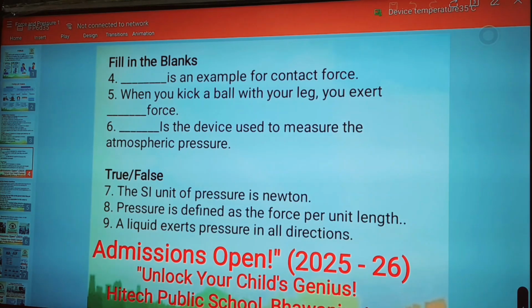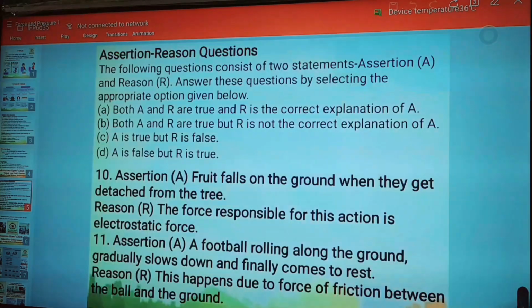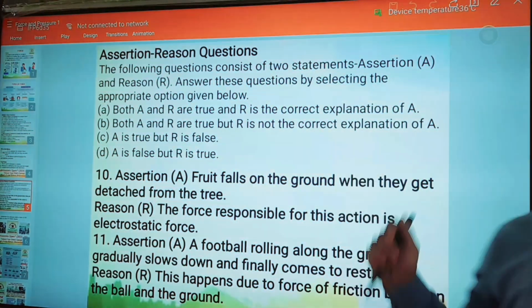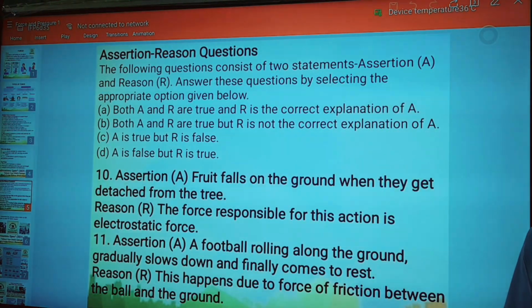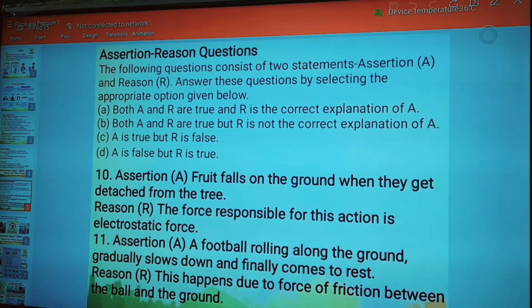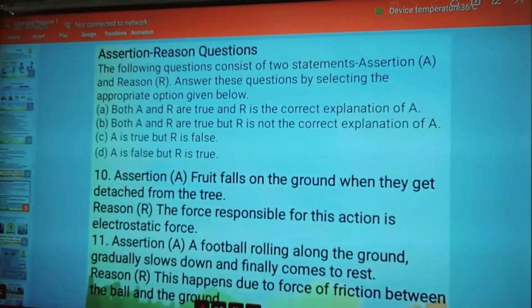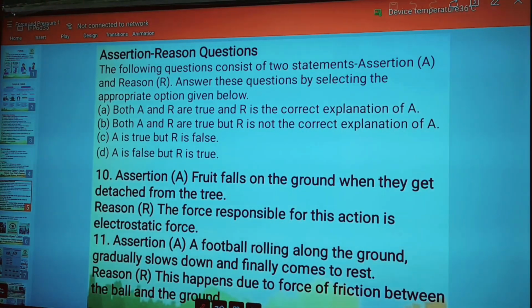Now move to the next slide. Assertion-reason question. This will come for 5 marks as an MCQ. So first one. Who can answer? No, I will give one chance only. Second chance, not. Can you say? Come.